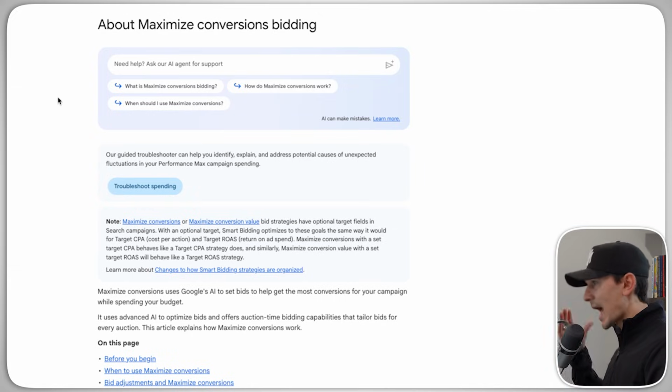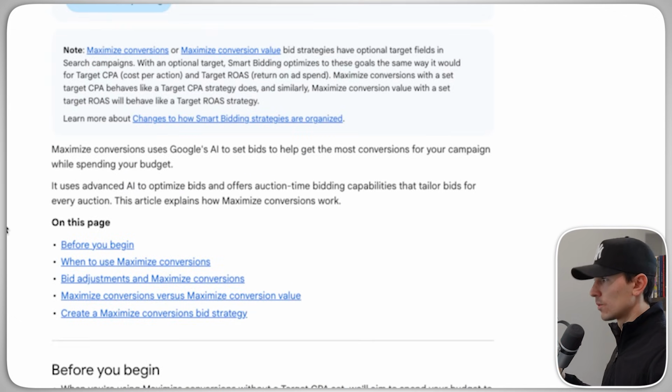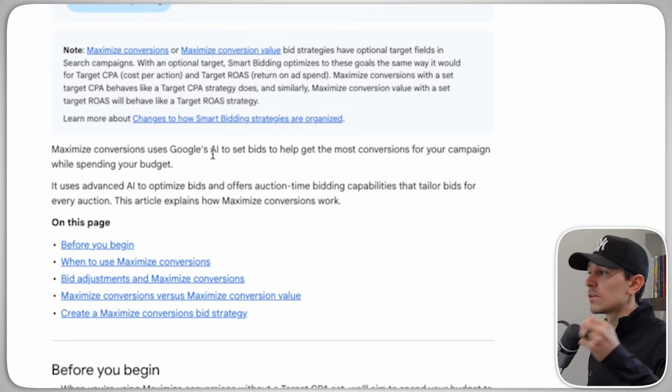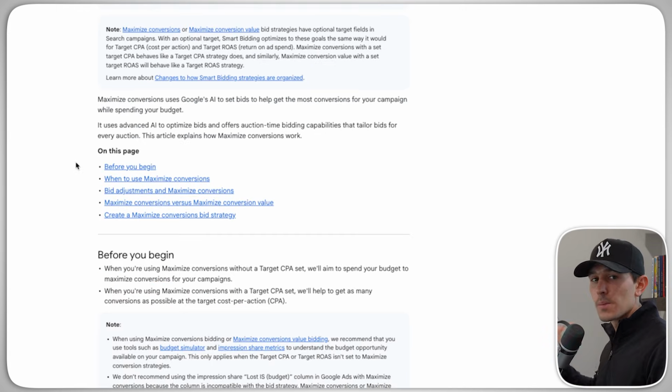Now, according to Google's actual white paper about maximize conversion bidding, we can break it down in a very simple summary where maximize conversions uses Google's AI to set bids to help you get the most conversions for your campaign while spending your budget. It uses advanced AI to optimize bids and offers auction-time bidding capabilities that tailor bids for every auction. Now, this white paper goes through a ton of information, but what we really need to understand here is that maximize conversions gets you the most number of purchases regardless of the value of those purchases. So Google doesn't care if it drives a purchase for $2 versus $2,000.